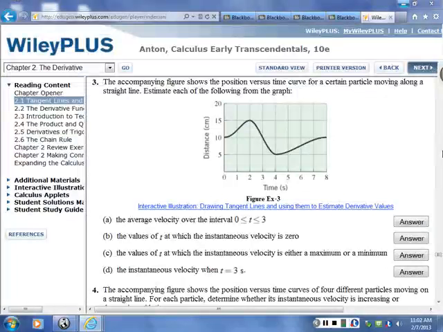Find the instantaneous velocity when t is 3 seconds. This is the one we were talking about. At t equals 3, what would you estimate the slope of the tangent line to be? Basically I see the line from 2 to 4, but from 2 to 4, this line's not linear, right?